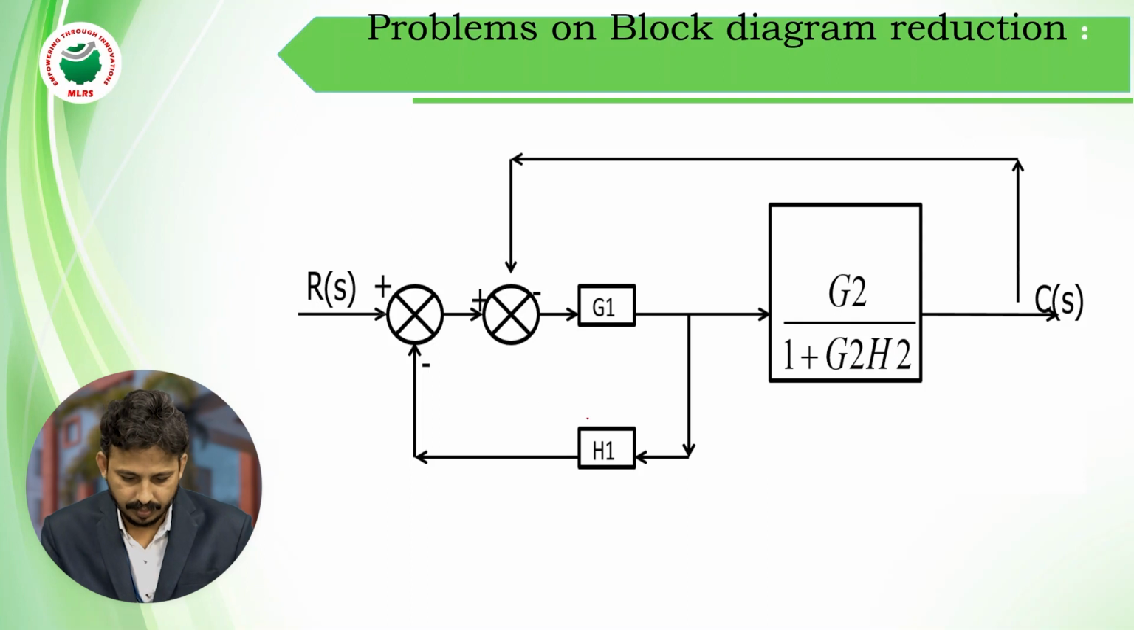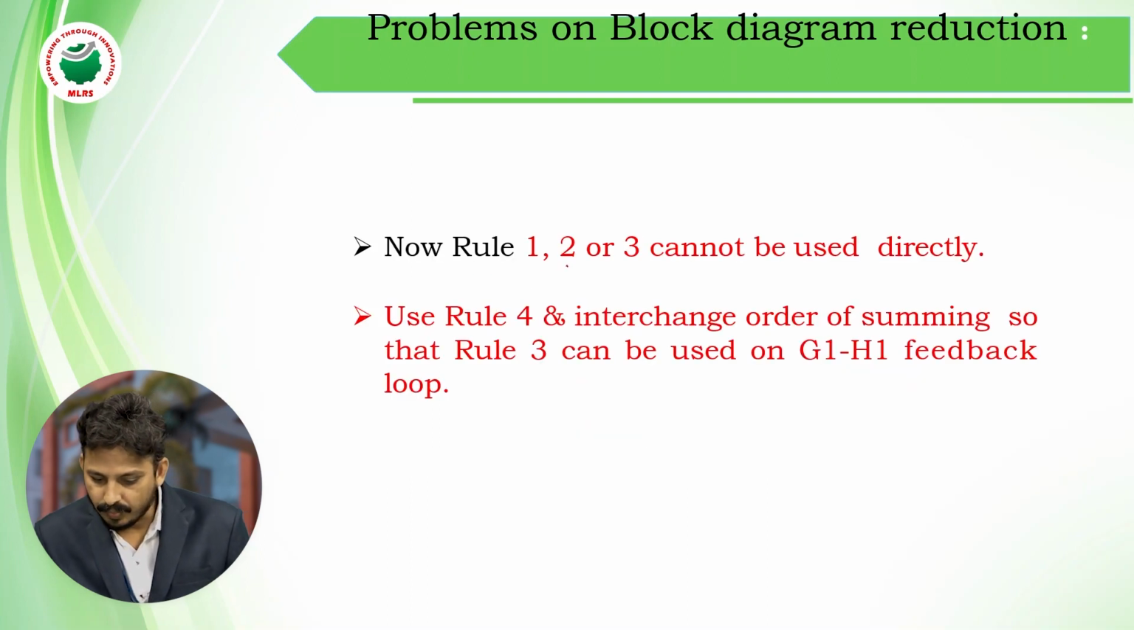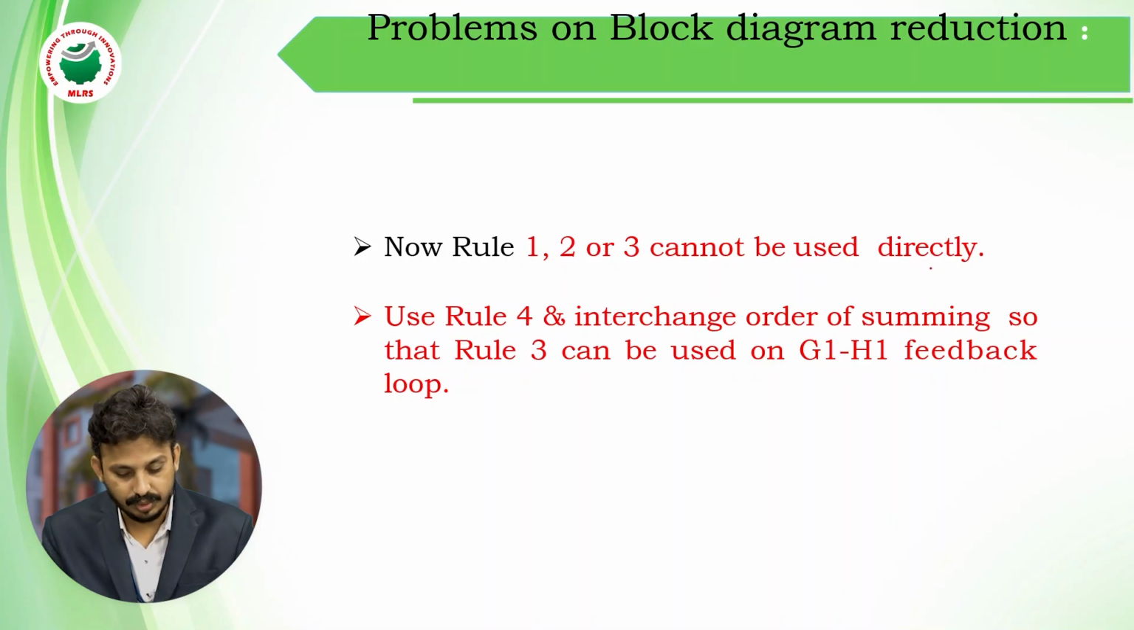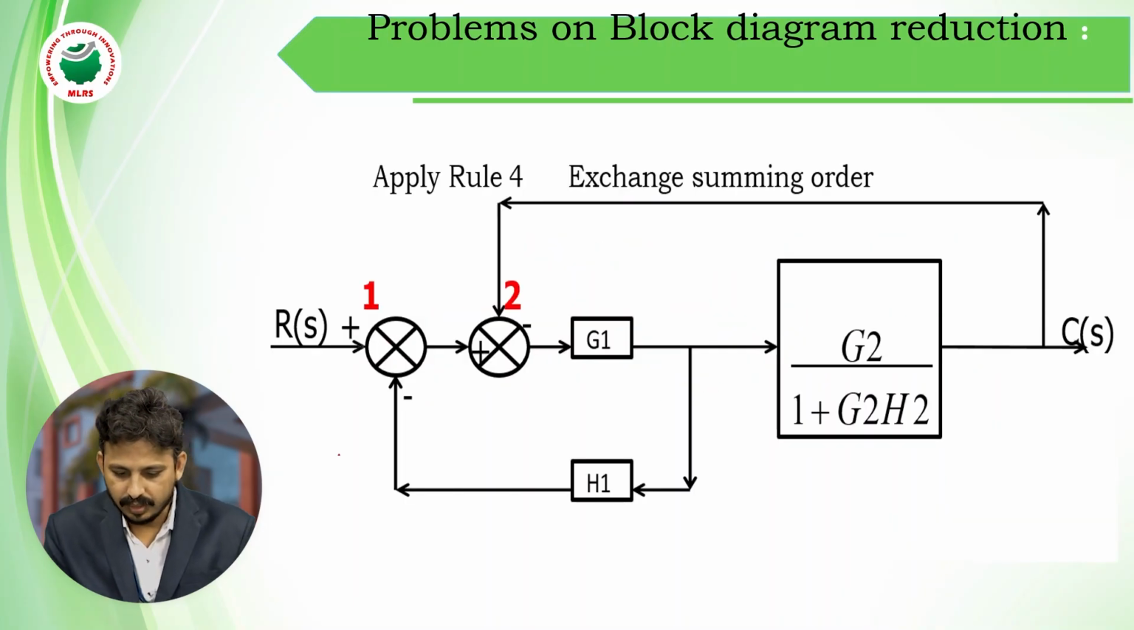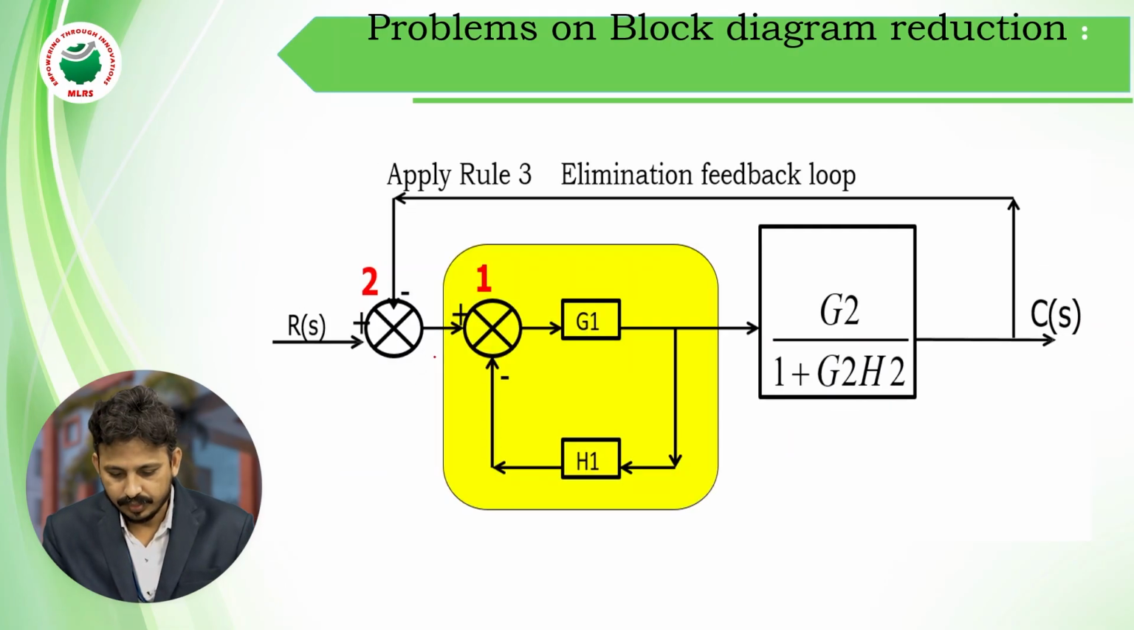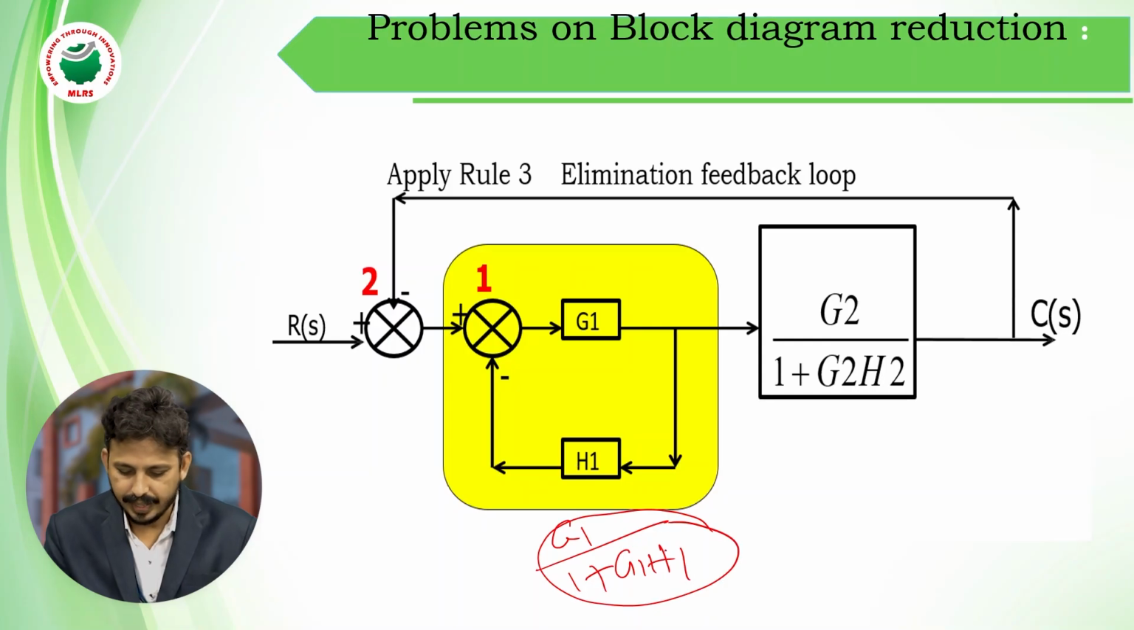Now you observe it, rules number 1, 2, 3 cannot be used directly. So use rule number 4 and interchange the summing points, as I told you earlier. So this is 1 and this is 2, the first summing point and the second summing point. Now I want to interchange them. So after interchanging, I will get a signal like this. Again this forms a feedback loop. So this will be G1 by 1 plus G1 into H1. So in place of these yellow color blocks, I can represent it with G1 by 1 plus G1 into H1.